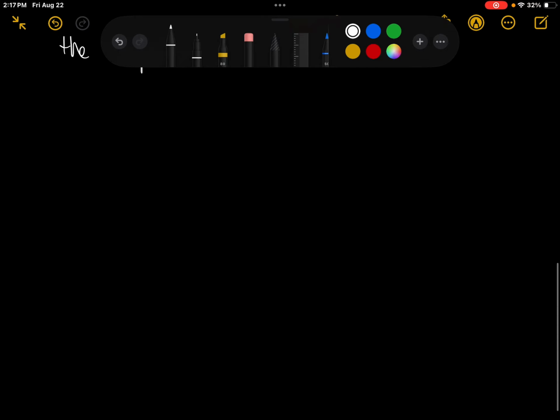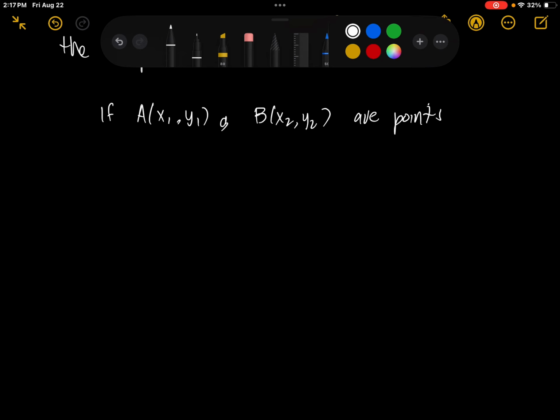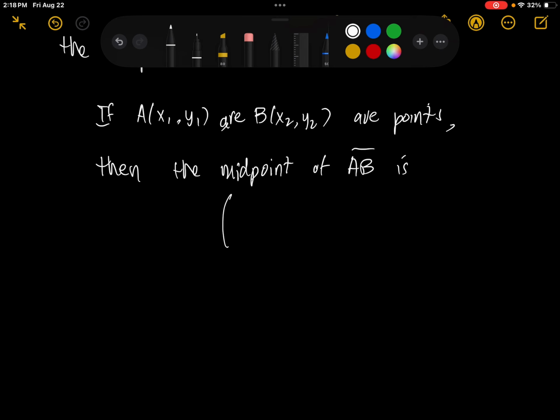So let's just write down the formula then. If you're given A, which is (x1, y1), and B, which is (x2, y2), if A and B are points, then the midpoint of the line segment AB is the point (x1 plus x2 over 2, comma, y1 plus y2 over 2). So that's called the midpoint formula.